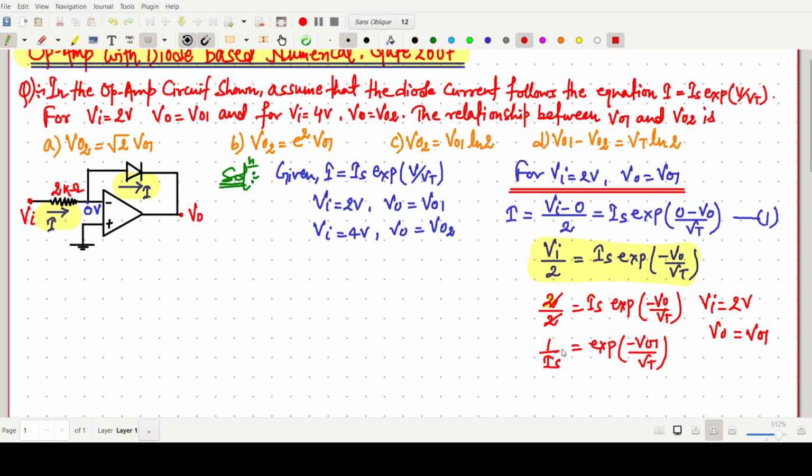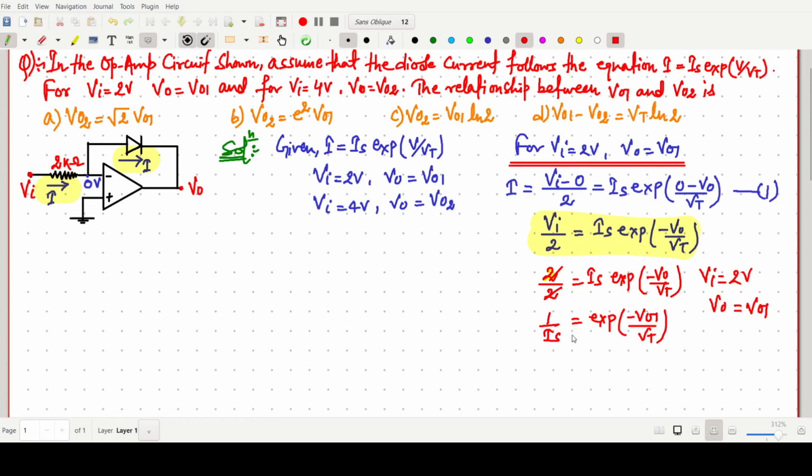One can also write the same thing by taking ln on both sides: ln of 1 by Is equals ln of e to the power minus V01 by Vt. We can write the exponential as e, or we can write exp, whichever you want. So it should be minus V01 by Vt.